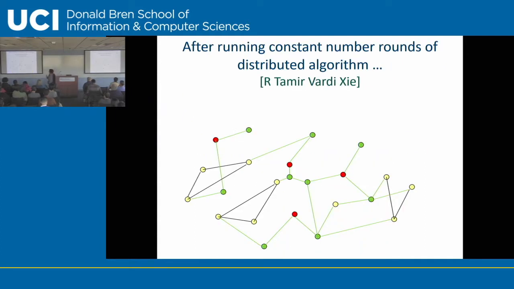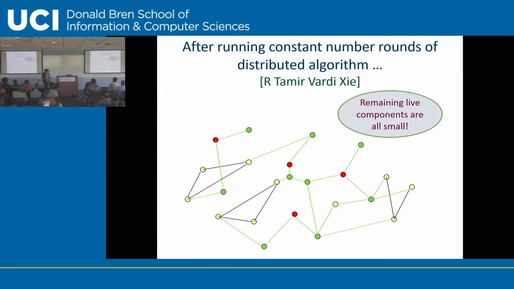The idea is this: we repeat this until a constant fraction is dead. Let's say the red guys are in the maximal independent set, the green guys are not in the maximal independent set, and there are some that haven't been decided. These yellow guys are still alive. The red and the green are dead. They're decided. They know they're in or out. The yellow guys are still alive.